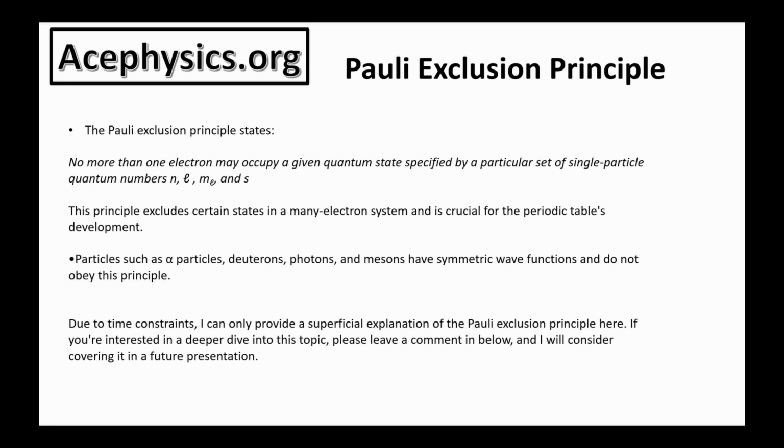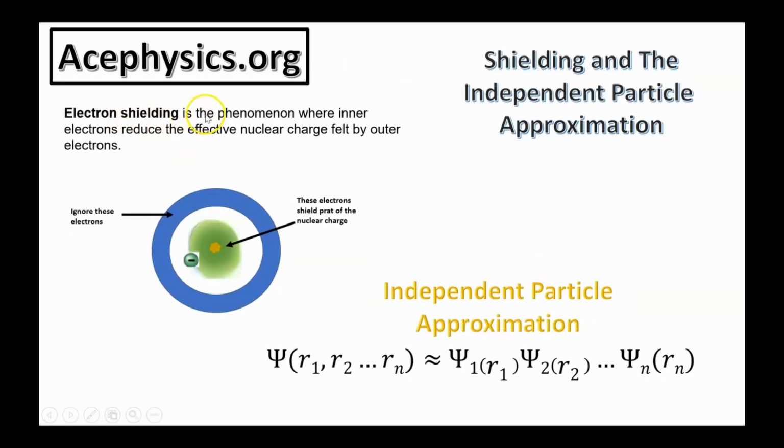Shielding refers to the effect where inner electrons reduce the effective nuclear charge felt by outer electrons. In a multi-electron atom, electrons closer to the nucleus partially block the attractive force of the positively charged nucleus on the outer electrons. The presence of multiple electrons in an atom significantly complicates solving the Schrödinger equation due to their mutual interactions. An exact solution to the Schrödinger equation is impossible, so approximations and numerical solutions are necessary.